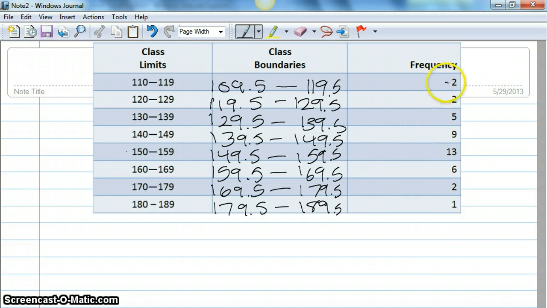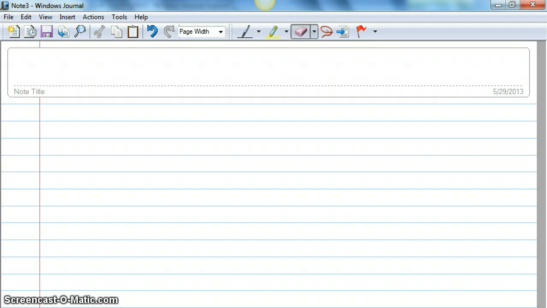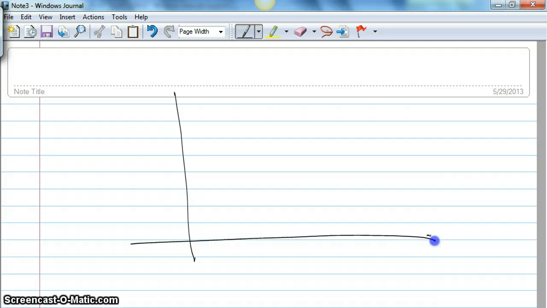And one of the things we'll need to reference back to are these corresponding frequencies. But let's start with 109.5 and start graphing the histogram. So I'm going to start a new note, and what I'm going to do is create some axes for our graph. Here's my vertical axis for frequency, and here's my horizontal axis for the class boundaries.